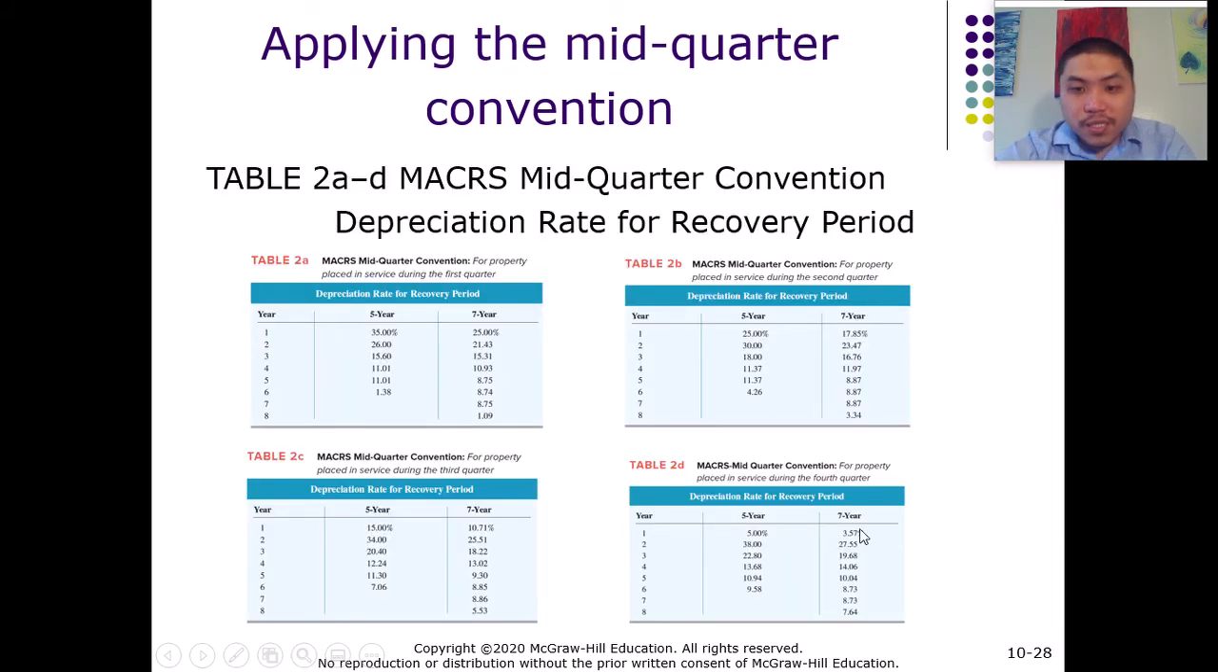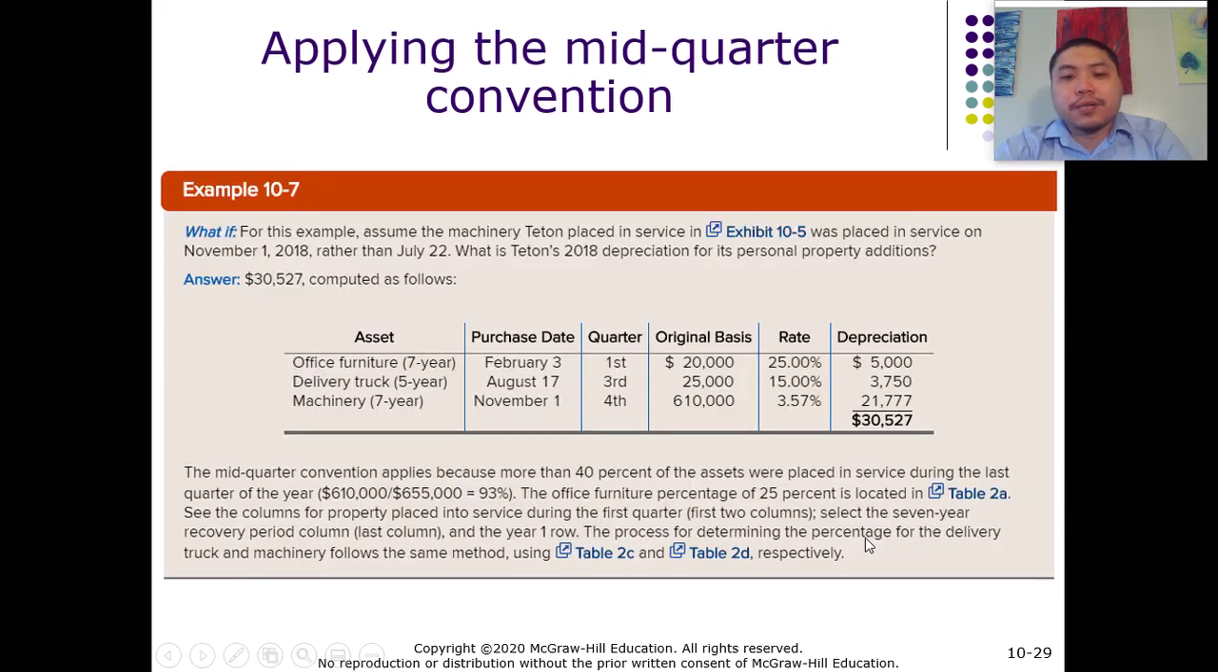So we select this table, the fourth table, and then the machine is a 7-year recovery period asset. So for the first year, the rate is going to be 3.57%, right? 3.57. Yeah. So that's how we calculate the depreciation expense for the machinery.